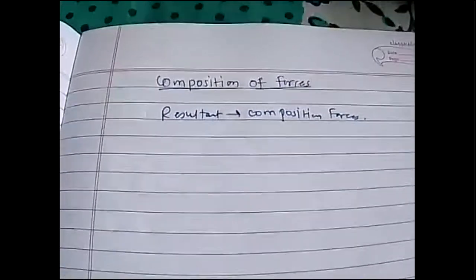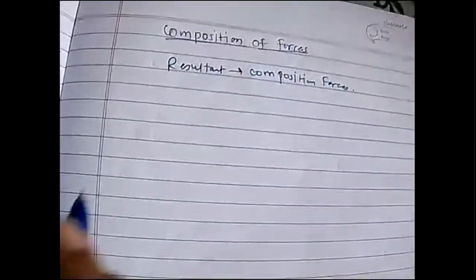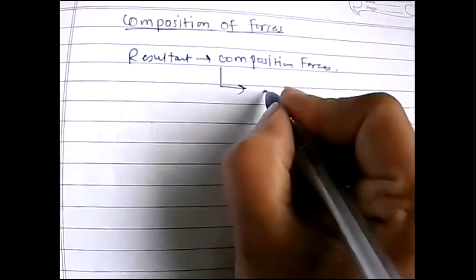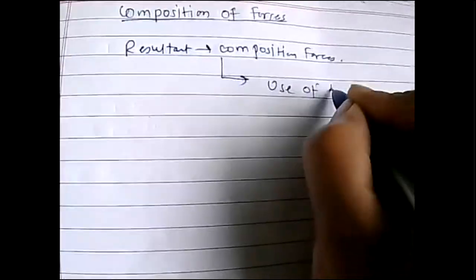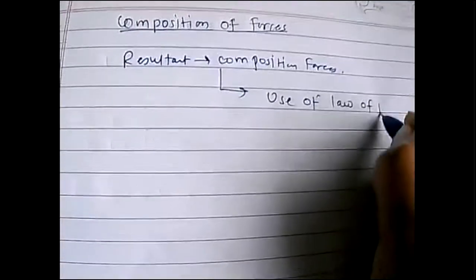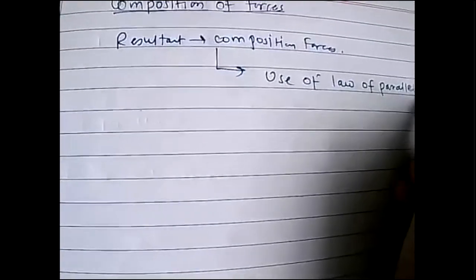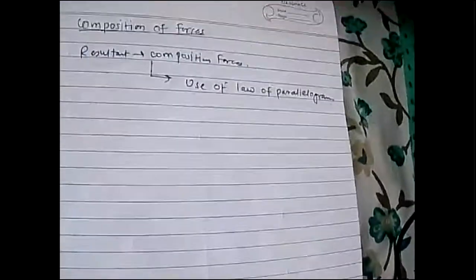So what is the outcome of a composition of forces? If we compose, we are going to find out the resultant of the given force system. Basically there are two methods to find out the resultant. First one is the use of the law of parallelogram, and the second one is the general method.